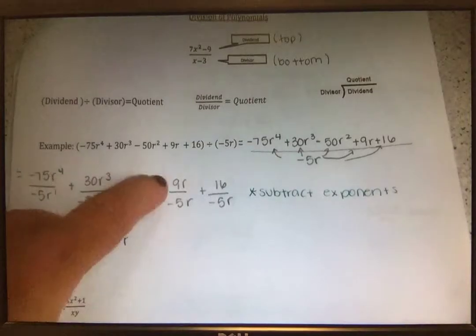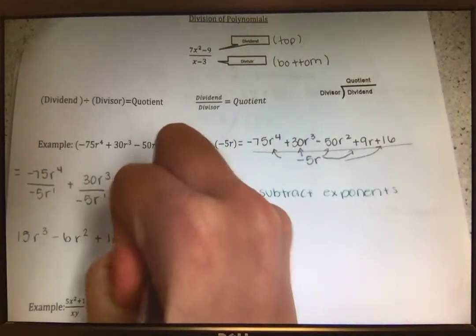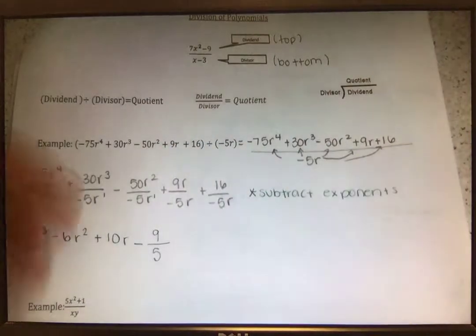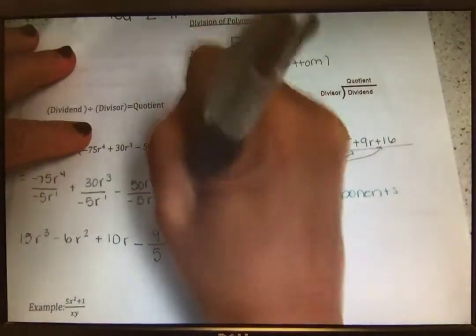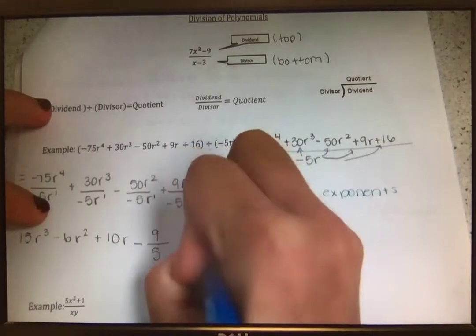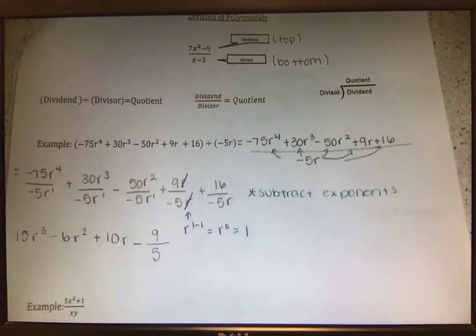Next, we have positive 9 divided by negative 5. So because it's a positive divided by a negative, our answer is going to be a negative. 9 and 5 have nothing in common, so they're going to stay 9 over 5. I have 1r up top, 1r on the bottom, so they're going to cancel each other out. Another way to think about this is I have r to the 1 minus 1, which is r to the 0, which is 1. So that's why those r's cancel each other out.